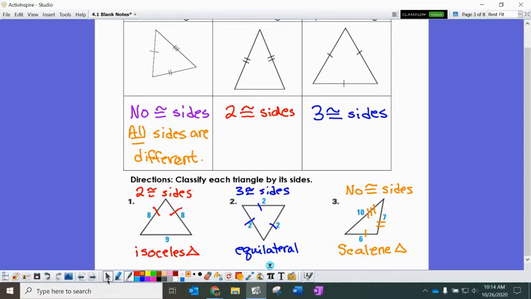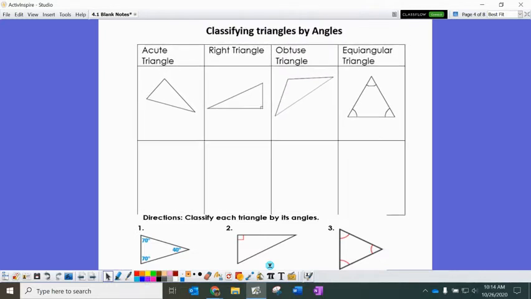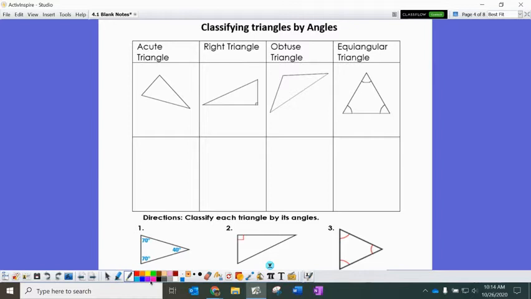Let's take a look at classifying triangles by their angles. For acute triangles, our first kind, all 3 angles are acute. What does acute mean? I think about how babies are cute. A cute little angle is little, okay? Those are our angles that are less than 90 degrees. And so for an acute triangle, all angles are less than 90 degrees. They're all acute. 3 acute angles.